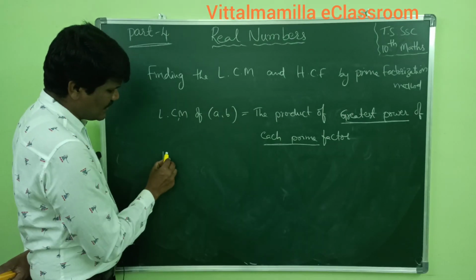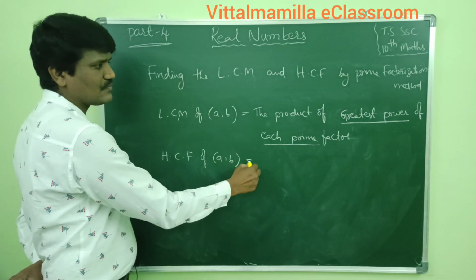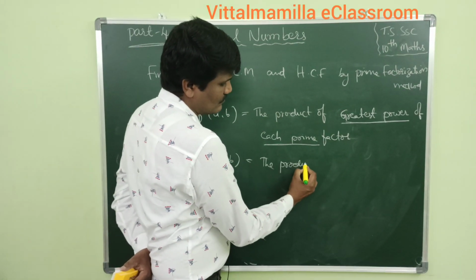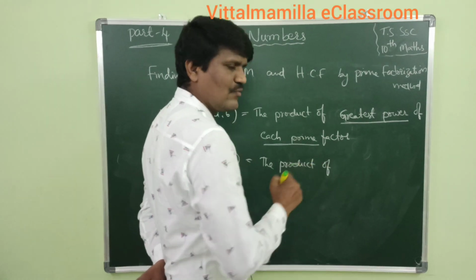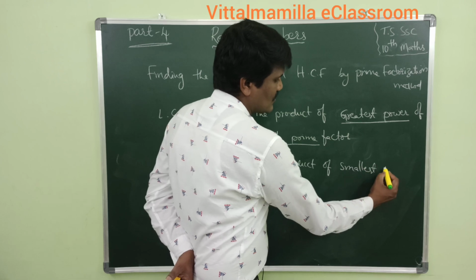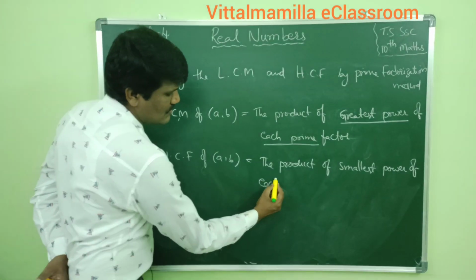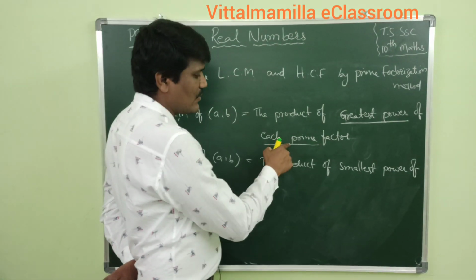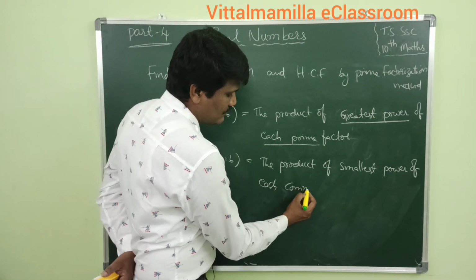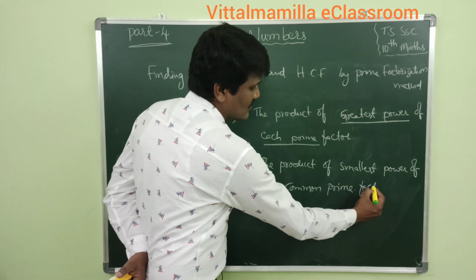Same way, what is HCF? HCF of two numbers A comma B is also the same, the product of, instead of greatest, it will be smallest power of each. In the LCM it is each prime, but in the HCF you should take each common prime factor.